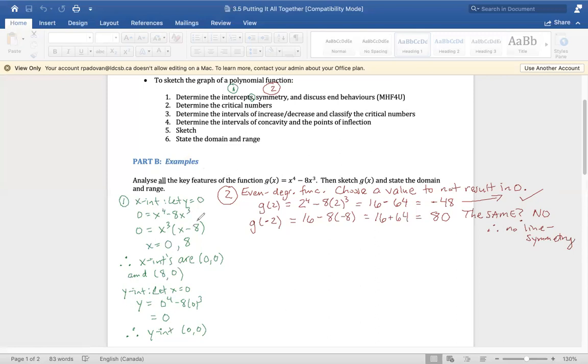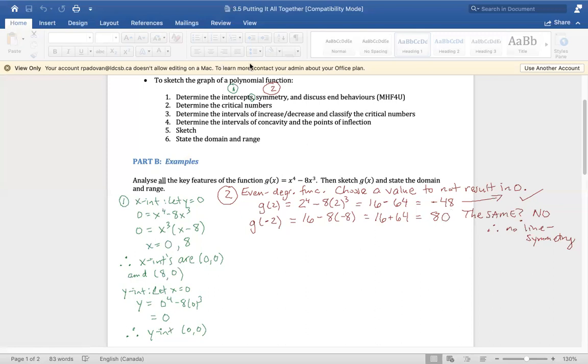Just before I move into the end behaviors here, we talked about this being an even degree function, right? If I had an odd degree function, I'd be looking for opposite results. If the results were opposite to each other, then I would have point symmetry about the origin, as opposed to line symmetry. I'm looking for opposite results here.